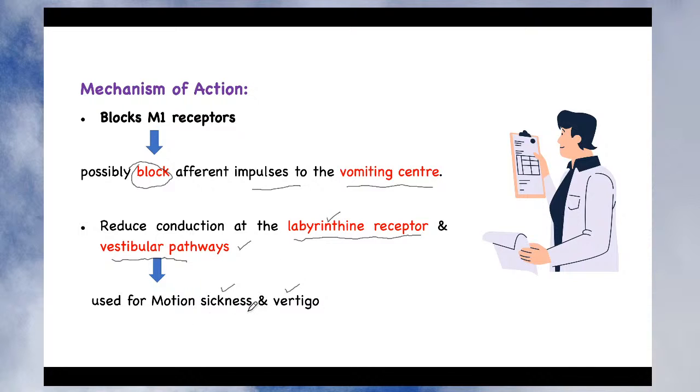It means whenever they are traveling by bus or train, due to the peculiar sound of that bus or train, they suffer from vomiting as well as nausea. Since this drug reduces conduction at the inner ear, that is the labyrinthine receptor and vestibular pathway, it can be effectively used for treatment of motion sickness and vertigo related to the vestibular pathway. So this is how they work and what their mechanism of action is.